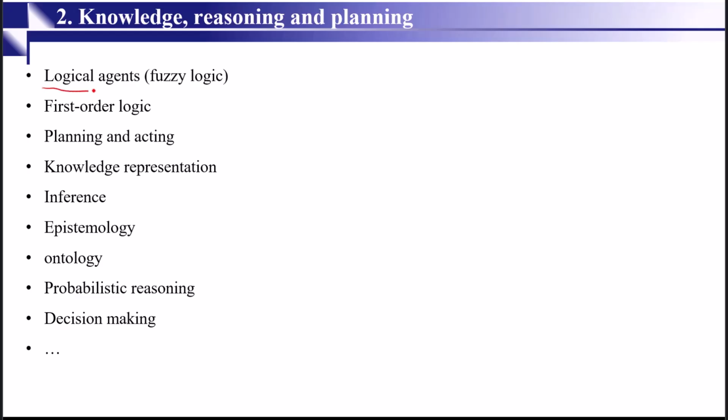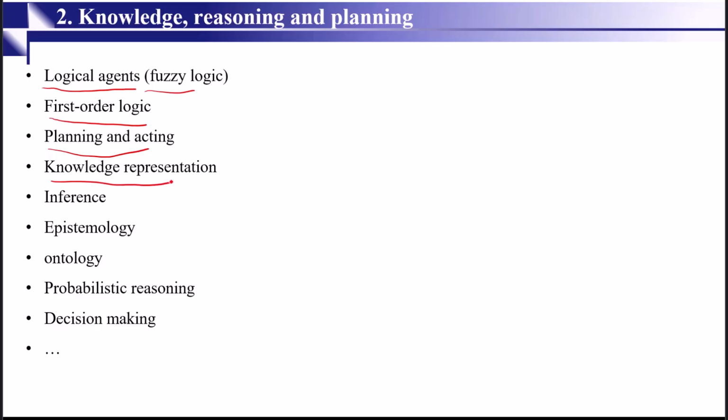The first one is logical agents or fuzzy logic. In here, we use approximate reasoning to handle uncertainty and also to make decisions in complex environments. Then first-order logic, a kind of formal representation of knowledge using objects, predicates, and quantifiers for reasoning. The next one is planning and acting. AI systems normally generate a sequence of actions in order to achieve goals based on available knowledge.